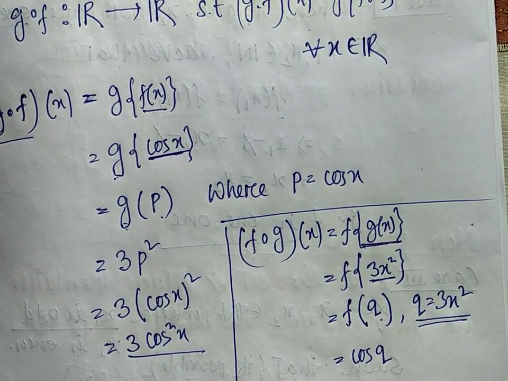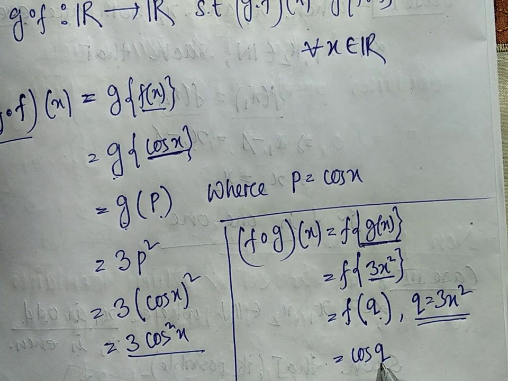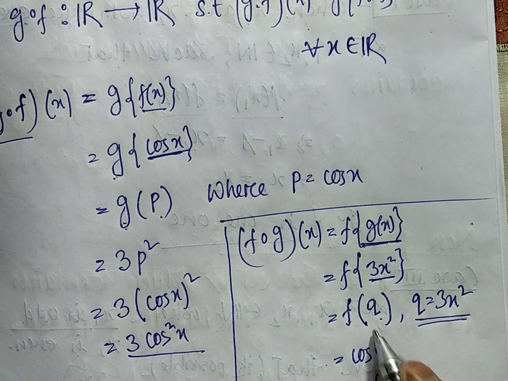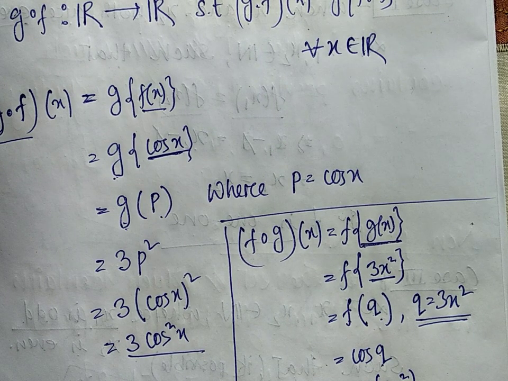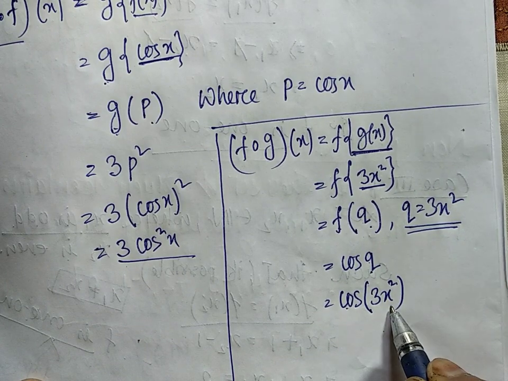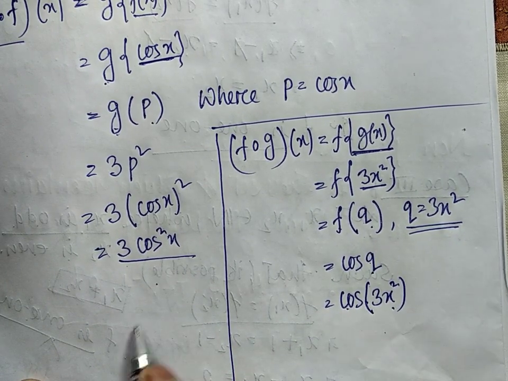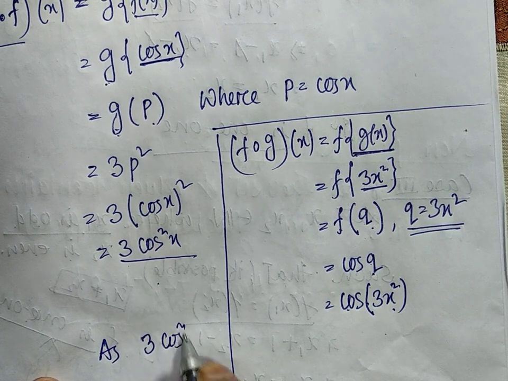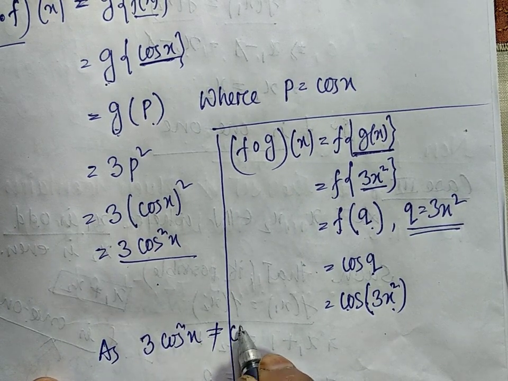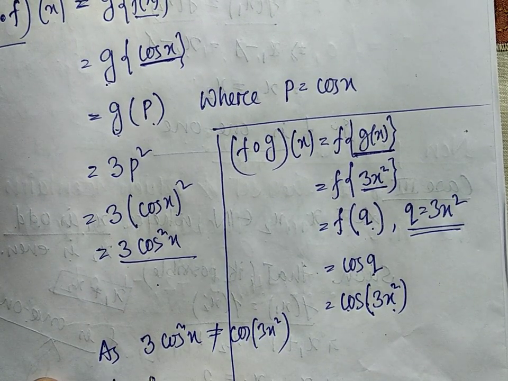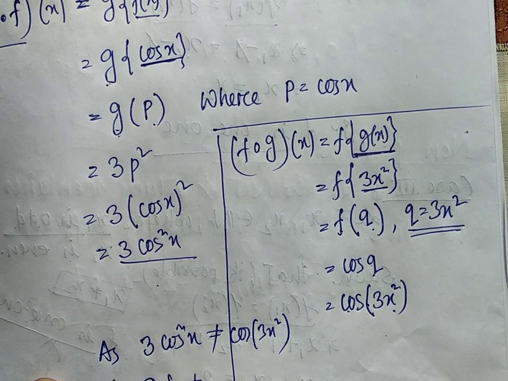But actually, what is the value of q? Q is equal to 3x square. So after replacing the value of q, we have got cos of 3x square. Are they equal? No. As 3 cos square x is not equal to cos 3x square. Therefore, g naught f is not equal to f naught g.